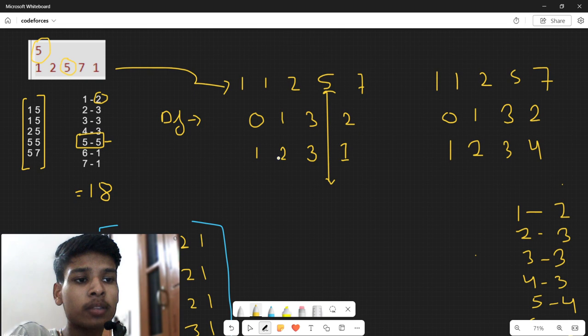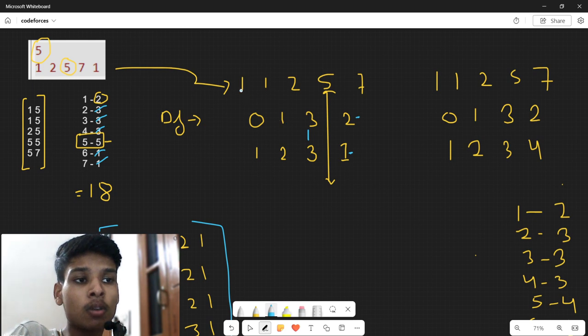So with respect to 2, my corresponding difference is 1. Now how many times does 3 occur? 3 occurs 3 times. The 3 is like this, 1 2 3. So here you can see my 3 also occurs 3 times in this array. Now how many times does my 1 occur? My 1 occurs at most 2 times. So here you can see my 1 occurs at most 2 times. So this is the pattern.